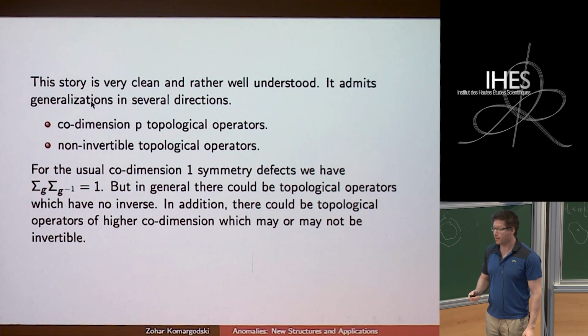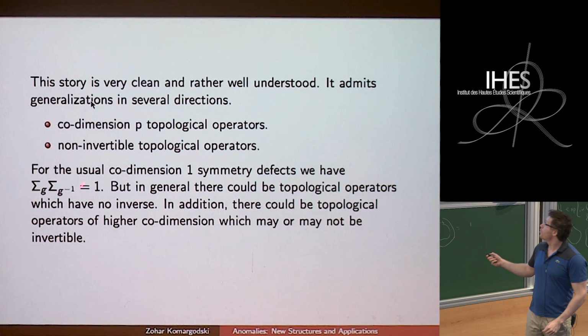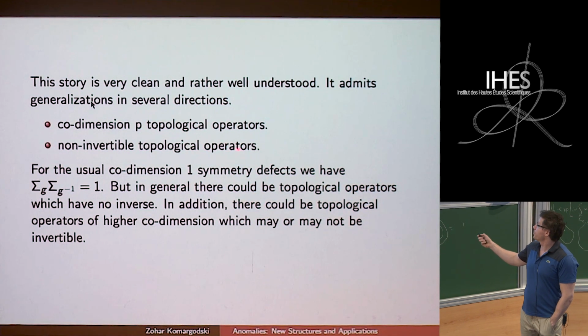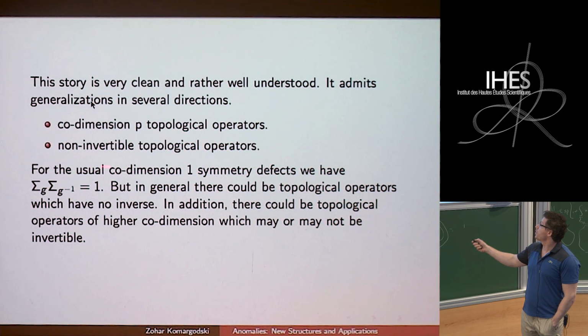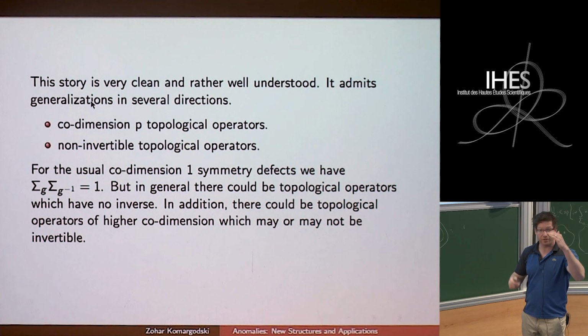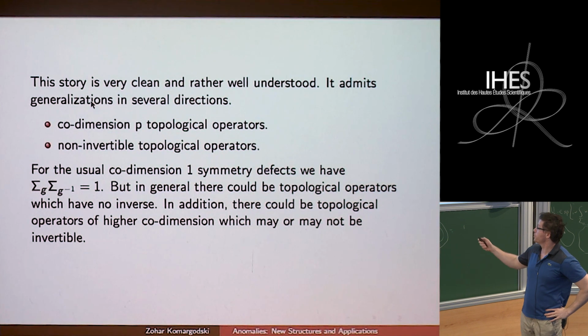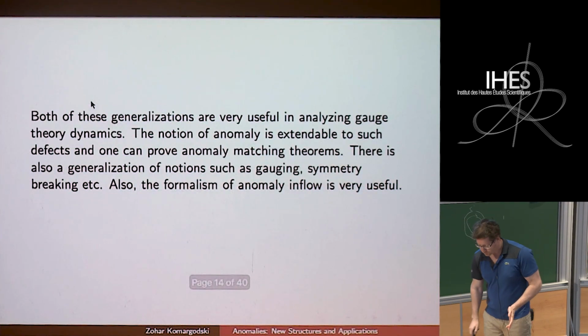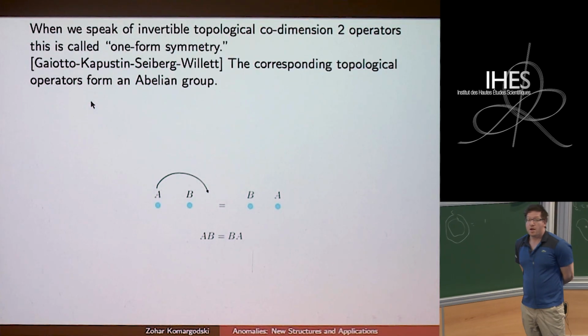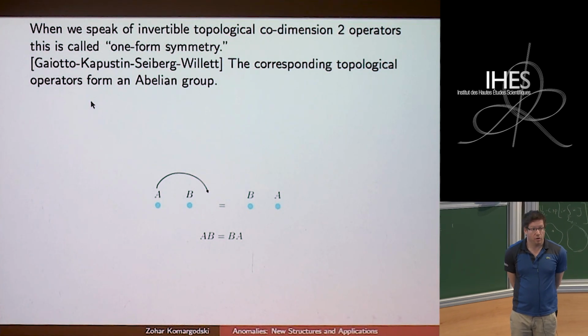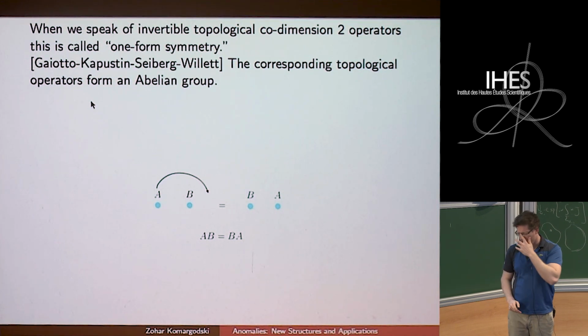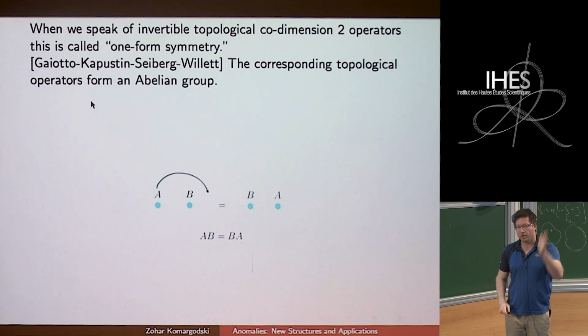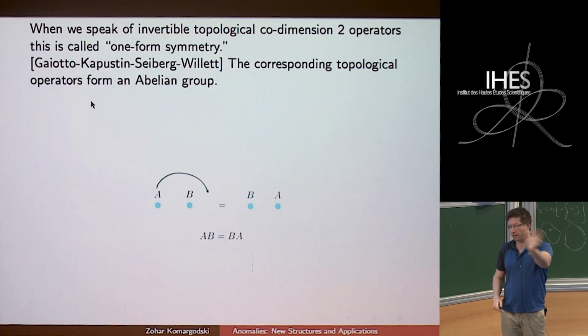What I'll do in this talk is first present applications of the first generalization, and then I'll present applications of the second generalization. I'll show you that this leads to useful results about Yang-Mills theory in 4, 3, and 2 dimensions. So first we'll start with codimension p topological operators. I will assume that all the codimension p topological operators are invertible. I'm not going to mix up these two generalizations, though they mix up in some applications. I will not mix them up.